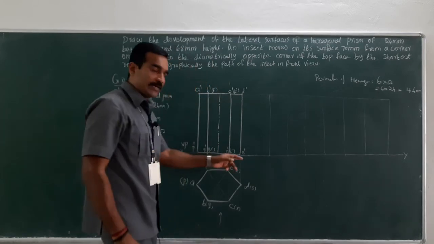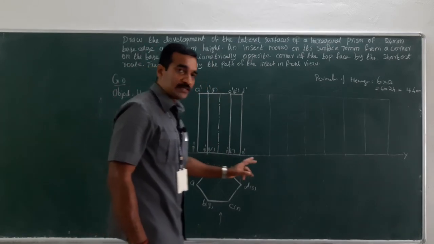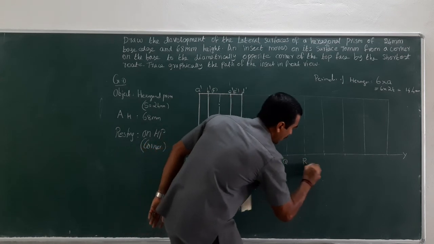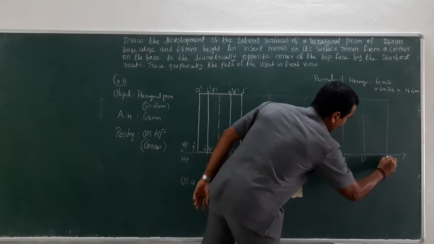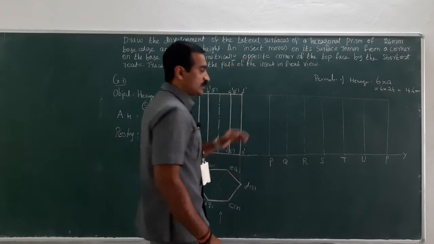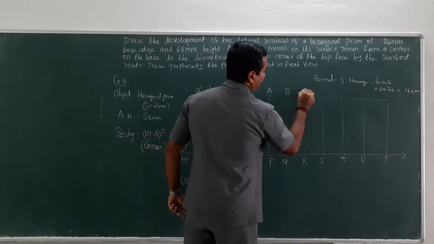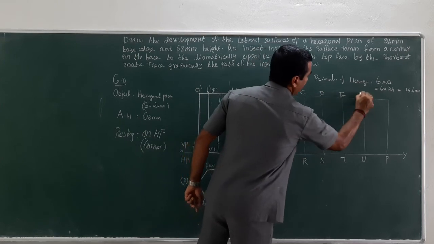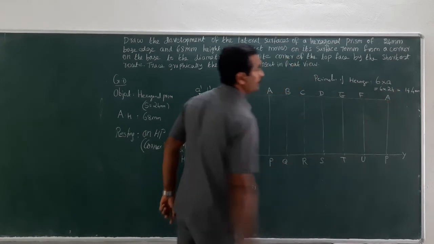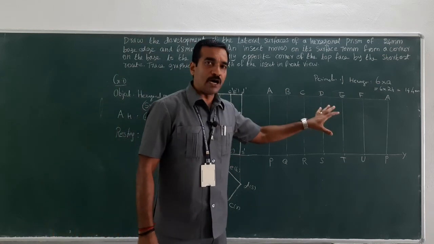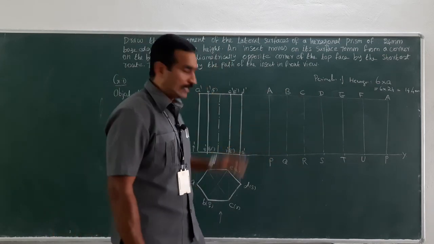Look at here, the bottom base is denoted as PQRS. So P, Q, R, S, T, U and P. Similarly for the top face, which is mentioned as A, B, C, D, right? A, B, C, D, E, F and A. Right? So this is the development of the hexagonal prism.